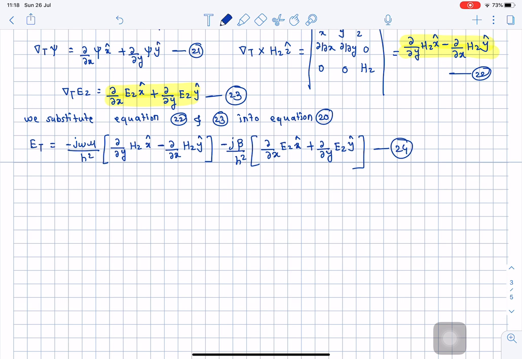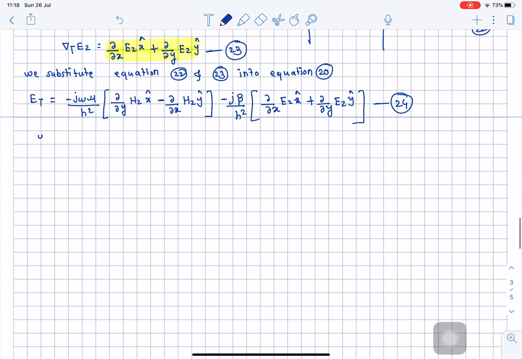But what do we know? We know that E of t, what is E of t? It is the electric field along the transverse direction. What is the transverse direction? Transverse direction to the axis is x and y. So this can be written as Ex plus Ey. Let us call this equation number 25.